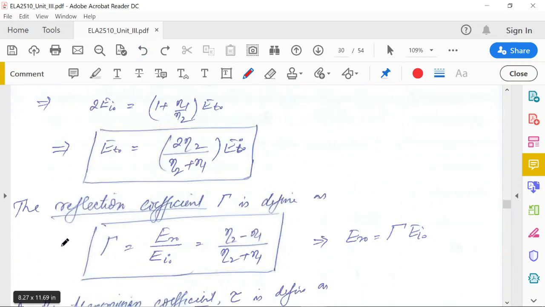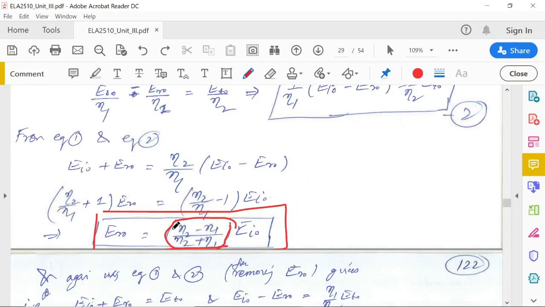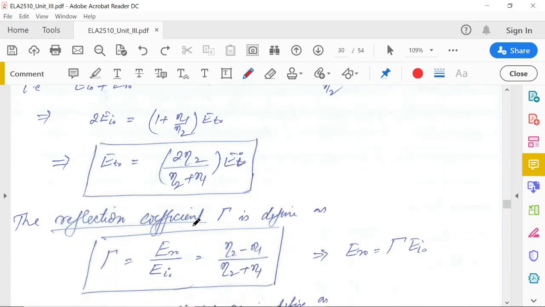Now we define the reflection coefficient. The reflection coefficient gamma is defined as gamma equals ER0 over EI0, the ratio of the reflected electric field to the incident one. So gamma equals (eta 2 minus eta 1) over (eta 2 plus eta 1). This tells how much portion of the electric field is reflected from the interface, and it is called gamma, which is very important.